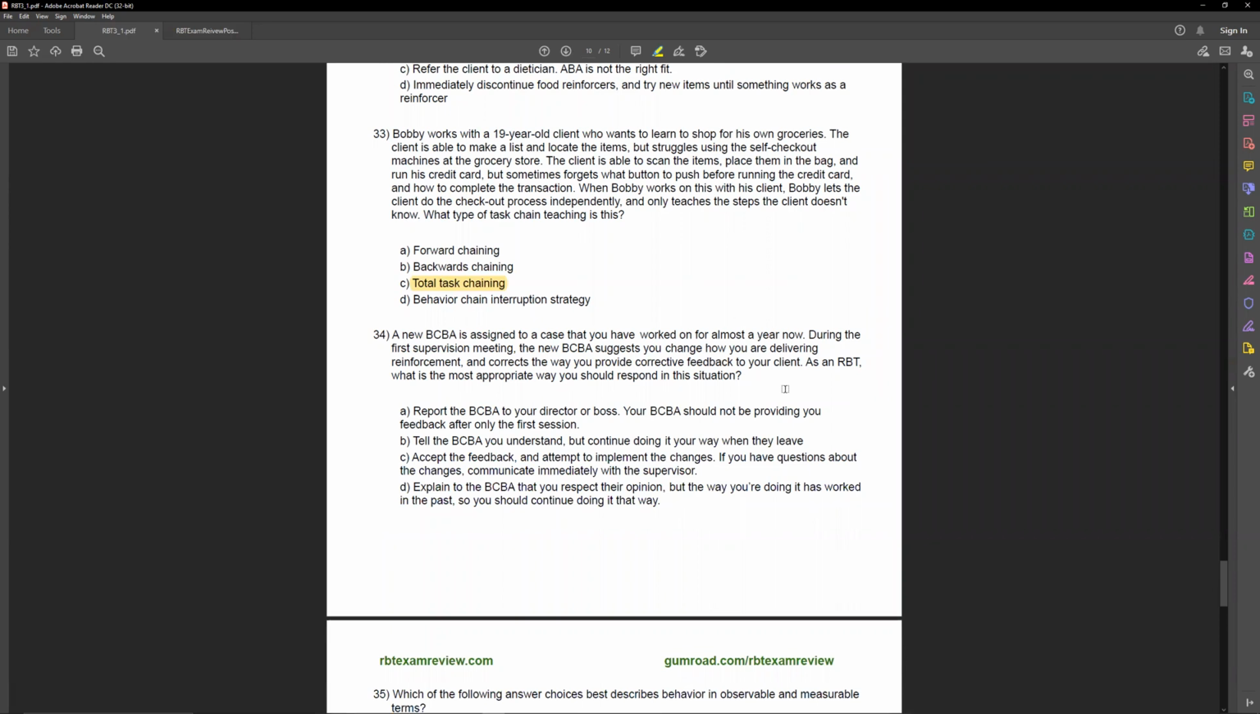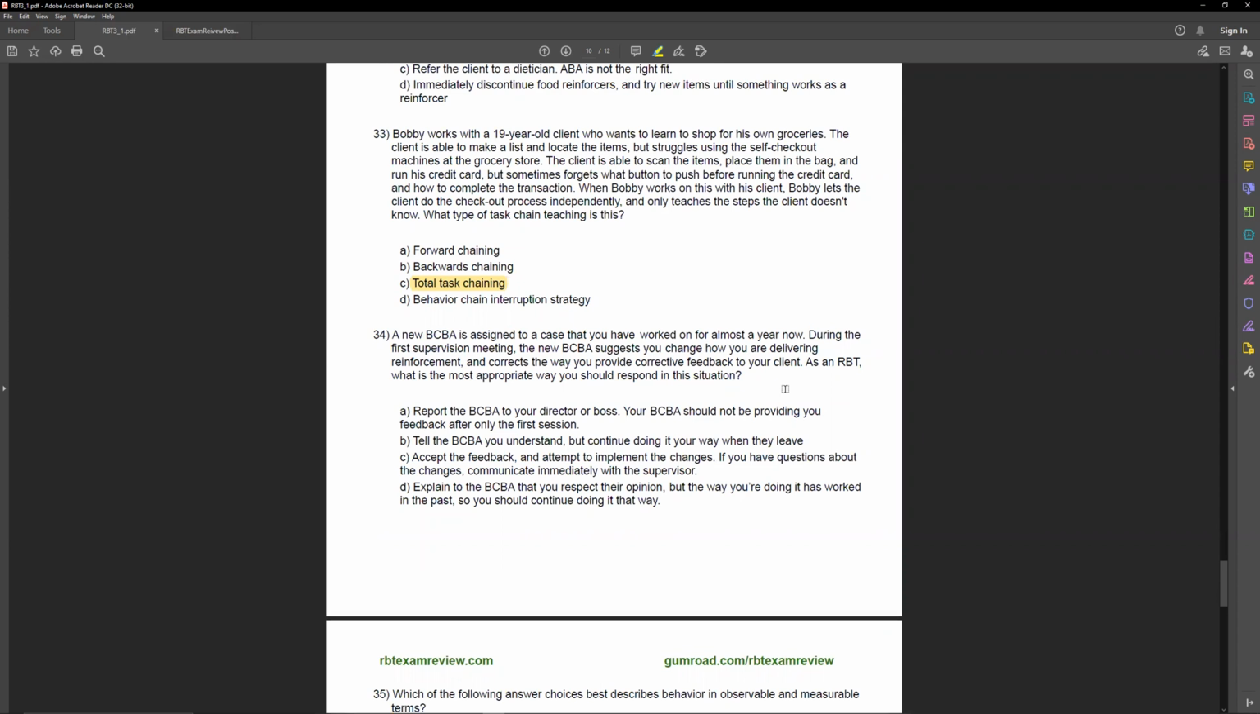During the first supervision meeting, the new BCBA suggests you change how you are delivering reinforcement and corrects the way you provide corrective feedback to your client. As an RBT, what is the most appropriate way you should respond in this situation? Okay, what kind of question is this? This is an ethics question asking about responding to feedback.